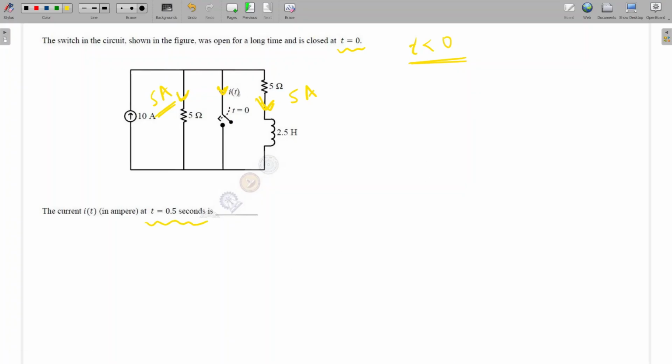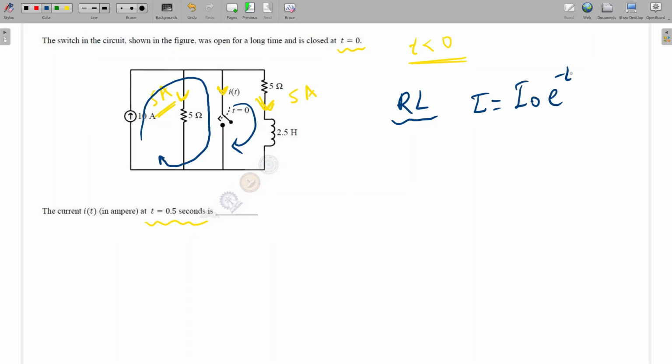Okay. So for t greater than 0, we are closing the switch. So what will happen? These two circuits will form. One will be this RL circuit. The RL circuit is short circuited, and this resistance will be isolated. See, this current will follow the least resistance path, so this will flow like this one. For this RL circuit, we can write the equation: I is equal to I naught e to the power minus t by tau. This will be the equation for the RL source free circuit.